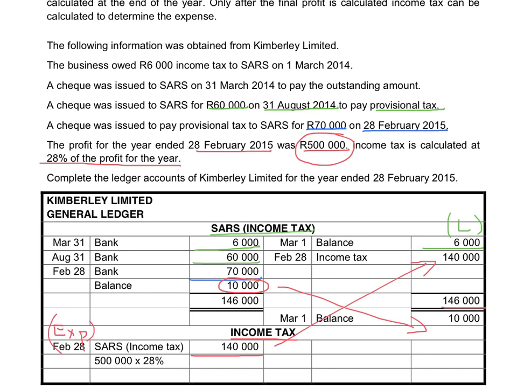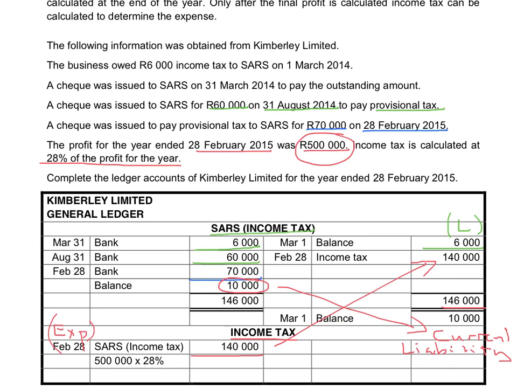Because this balance is brought down on the credit side, it means that this is a current liability. So it's the money that you owe to SARS at the end of the year because you didn't pay enough money during the year as provisional tax.